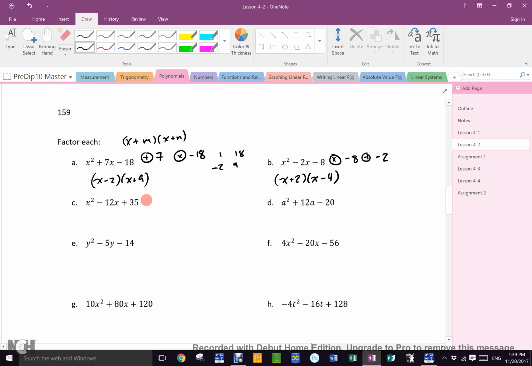What's this one? It has to multiply to 35 and then add to negative 12. And what is it? You get negative 7. X minus 7, x minus 5. You guys do D. What do I got to multiply to? What do I got to add to? Multiply to negative 20, add to 12. What is it?